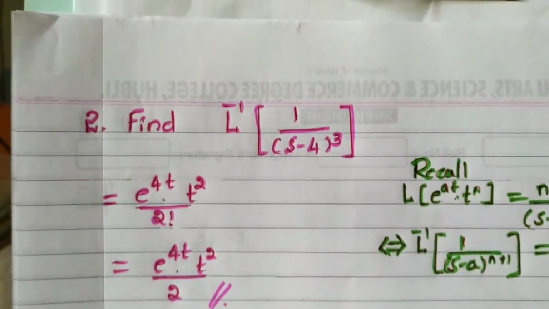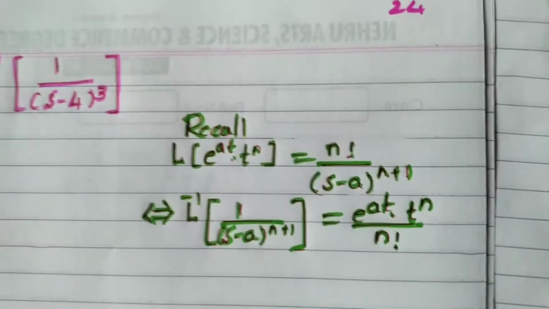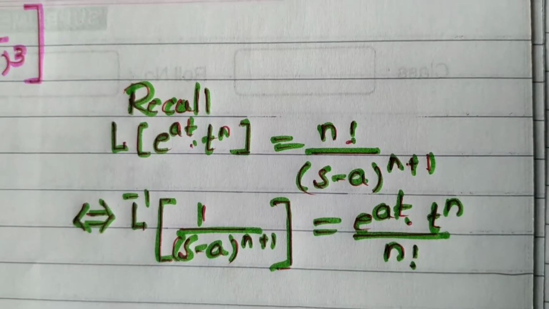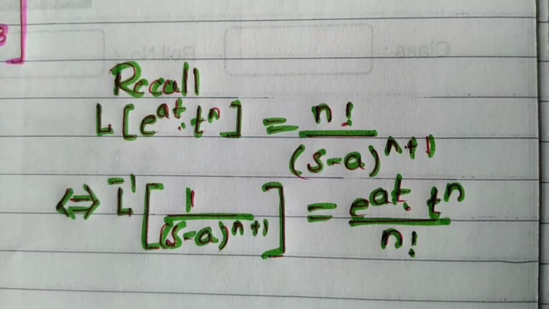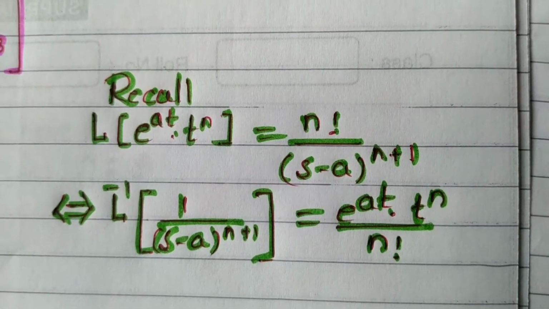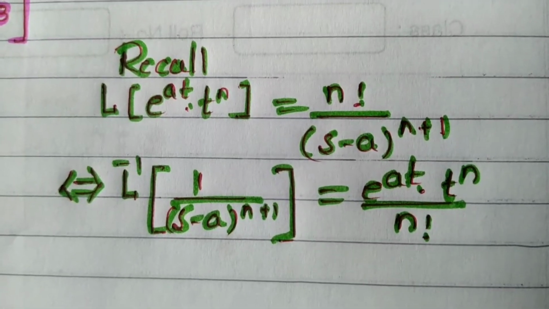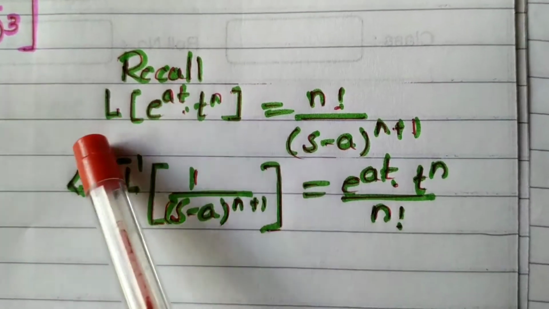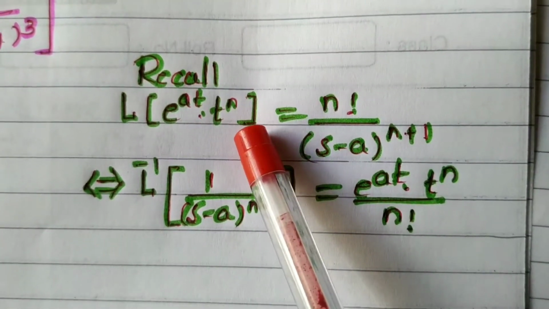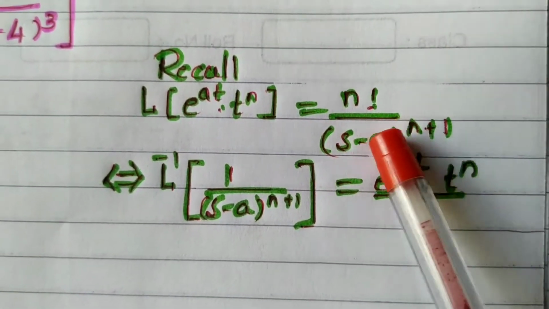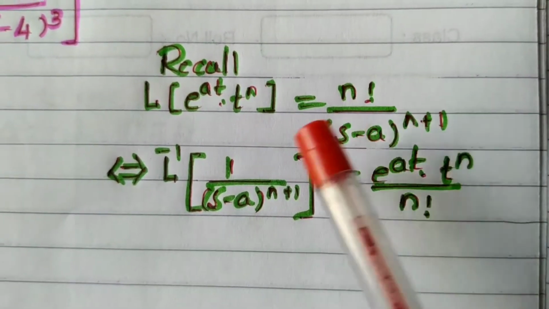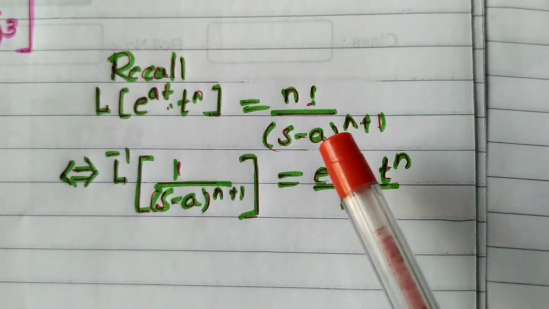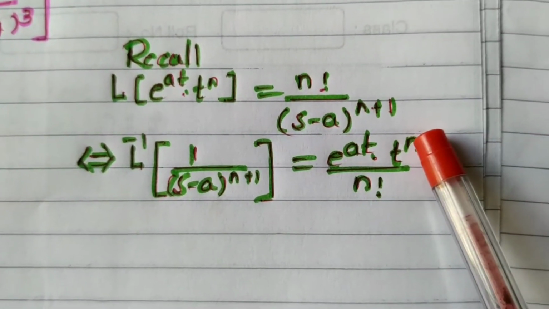So consider the next example. Before that, I will highlight the first shifting property. As you know, L of t raised to n is n factorial divided by s raised to n plus 1. But the first shifting property says that when e raised to at is attached to t raised to n, L of e raised to at into t raised to n becomes s changing to s minus a. The remaining things are the same. L of e raised to at into t raised to n is n factorial divided by s minus a raised to n plus 1.